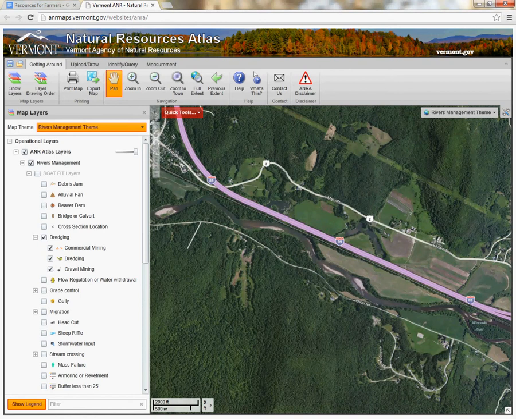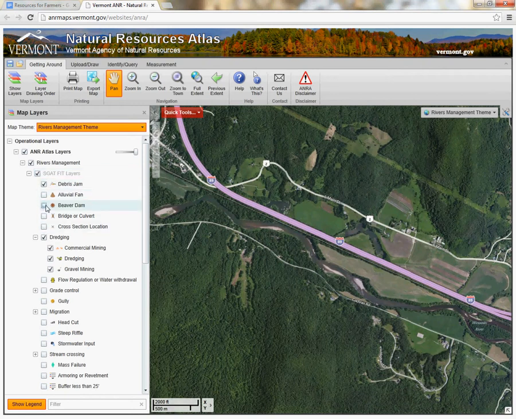This is the third video of four, and I'll be explaining in depth the layers in the Vermont Agency of Natural Resources Atlas that will help you in flood risk assessment and management. The most important folder under the Rivers Management folder here is the SGAT-FIT layers. Make sure you turn it on so you can see the different layers beneath it.